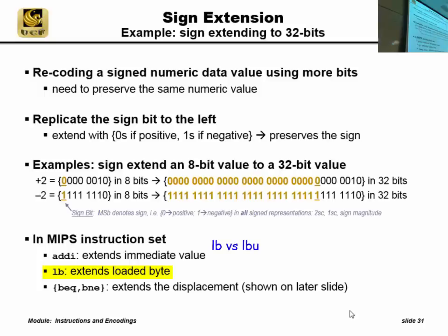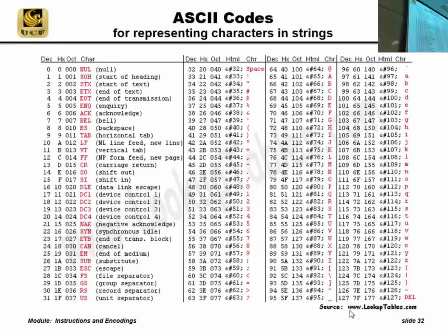This is load byte, and LBU is load byte unsigned. It turns out since ASCII is only 7 bits, if you use LB, it's fine because the first bit is a 0 anyway. LB and LBU for characters, we're going to see in the next slide. Characters, you really only need 7 bits according to the official ASCII, okay?